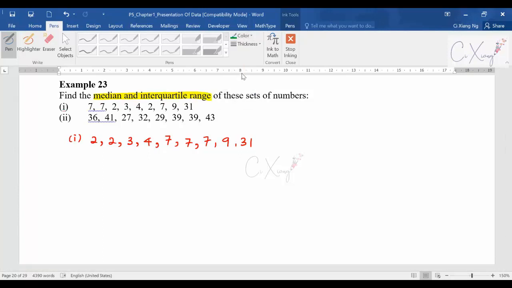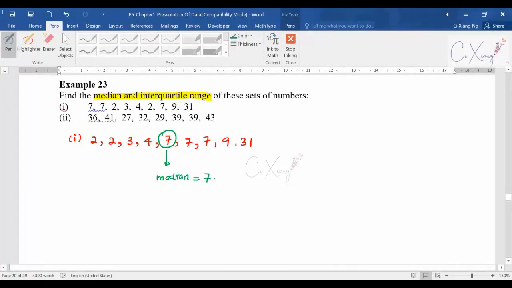By just looking or using your common sense, can you try to find out where is the center of this whole set of data? If this is 9, this is the center. In front there are 4 numbers, at the end there are 4 numbers, so this is the center. This center value itself is the median. And therefore the median is equal to 7. No steps, you just need to find out the answer.